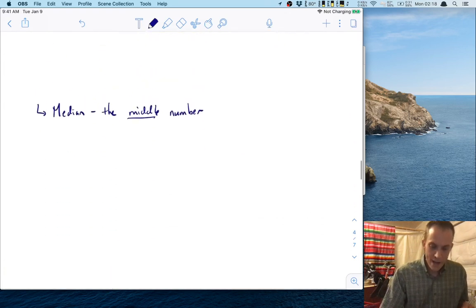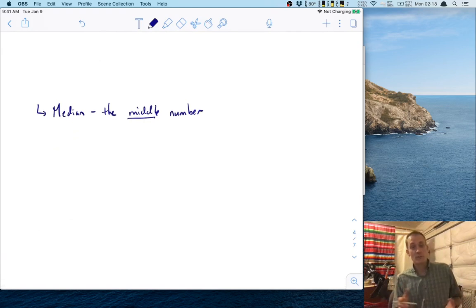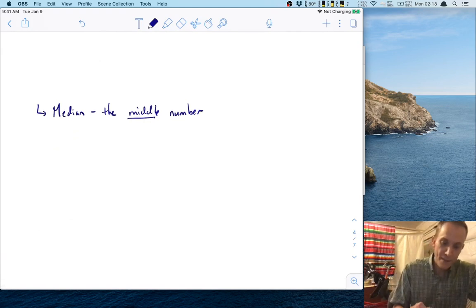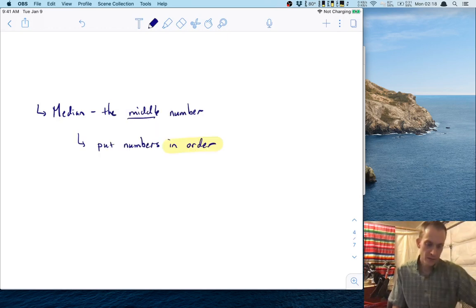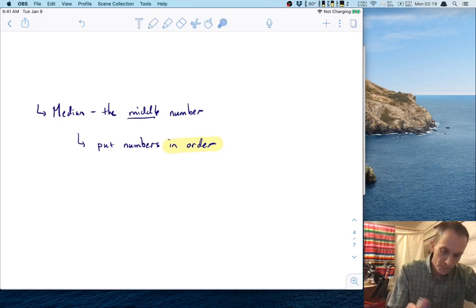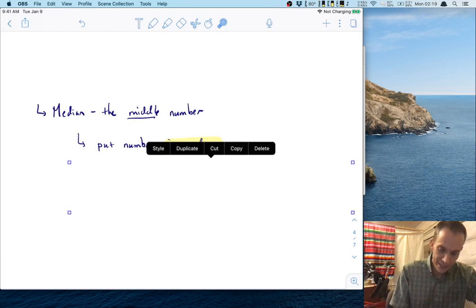The other way that you can measure the center or the most typical value of a set of data is with the median. Now, what is the difference between a mean and a median? Well, the difference comes in the definition. The median is the middle number. It's not the average, but rather it's the number that's smack dab in the middle, assuming that you put the numbers in order. This is a critical assumption. You have to put the numbers in order first before you can compute a median.